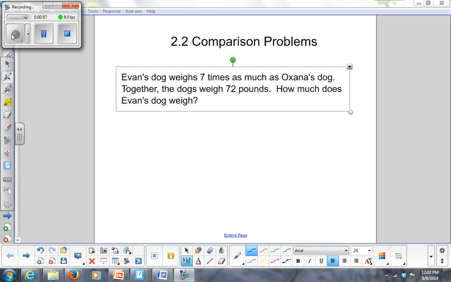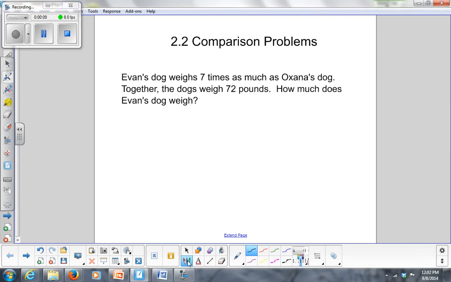Alright, so we're working on some more comparison problems. First off, just as a review, what does it mean when I say Evan's dog weighs 7 times as much as Oksana's dog? What does that tell me, Esme? Then I'm going to multiply, okay?